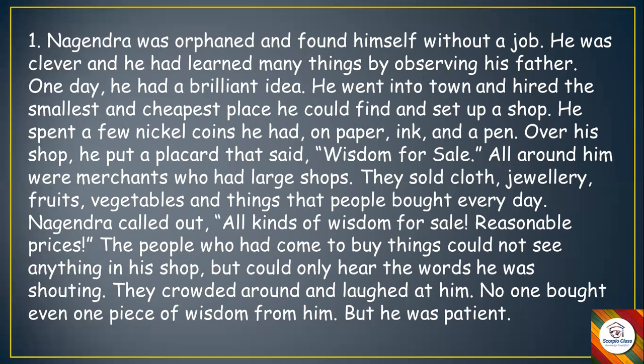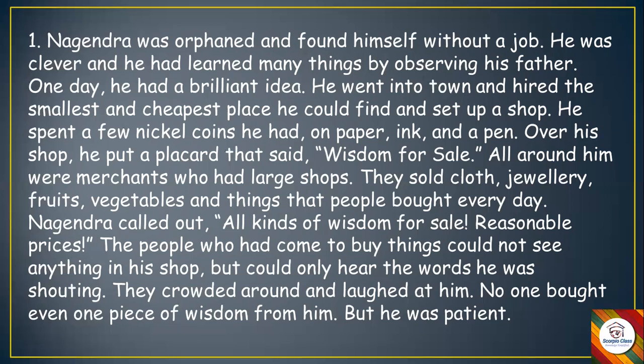All around him were merchants who had large shops. They sold clothes, jewelry, fruits, vegetables, and things that people bought every day. So in and around him, there were many big shops and big merchants. They used to sell clothes, jewelry, fruits, vegetables, and so many different things. So, Nagendra called out, "All kinds of wisdom for sale, at reasonable prices." The people who had come to buy things could not see anything in his shop, but could only hear the words he was shouting. When you go to the market, you know all the shopkeepers keep shouting about their products. In a similar way, Nagendra also shouted that all kinds of wisdom were for sale at very reasonable prices.